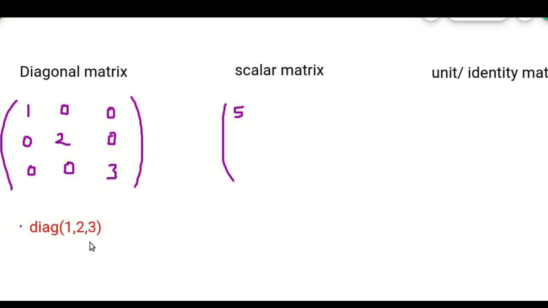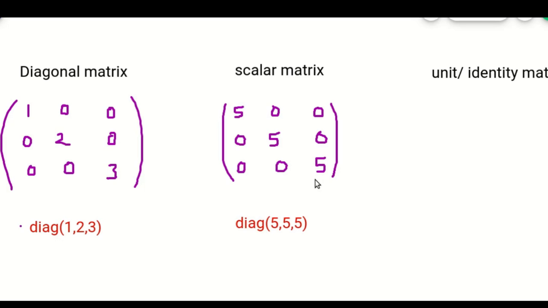So a scalar matrix is the matrix of which the diagonal elements are the same and all other elements are 0. So this is a diagonal matrix itself, but the thing is that all diagonal elements are the same. Therefore we call this a scalar matrix.